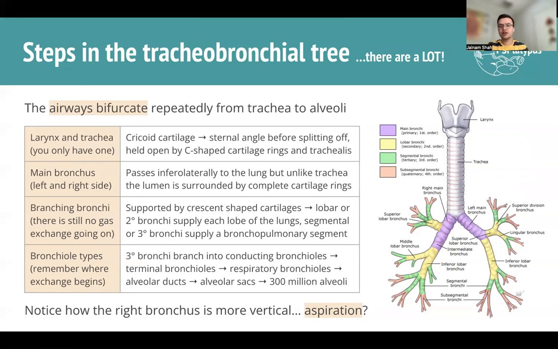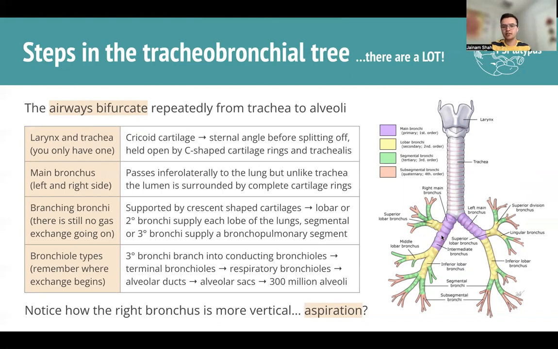So the answer here is actually going to be the right bronchus. Before I go into why, just think about why the left main bronchus is less vertical. The reason is because you've got the heart nested just underneath the left main bronchus. So the bronchus on the left-hand side cannot be vertical. Otherwise, it would go into the heart.